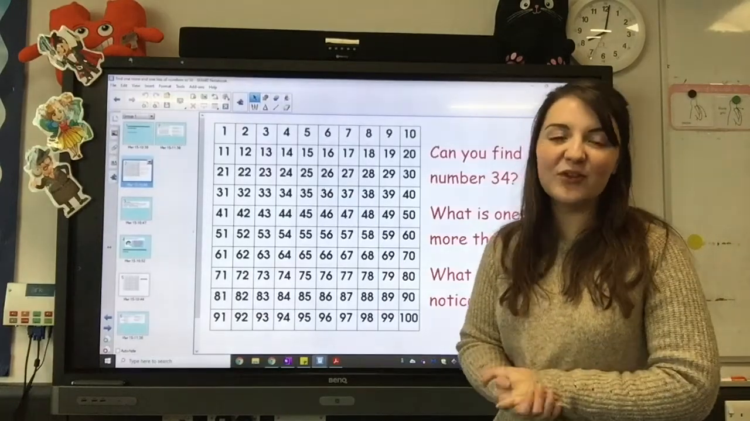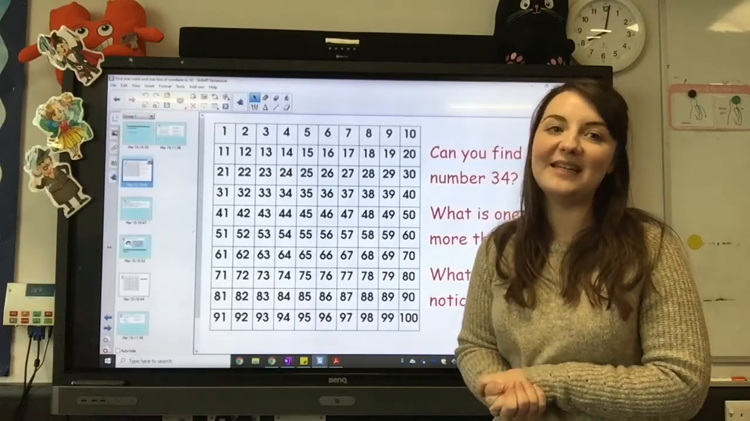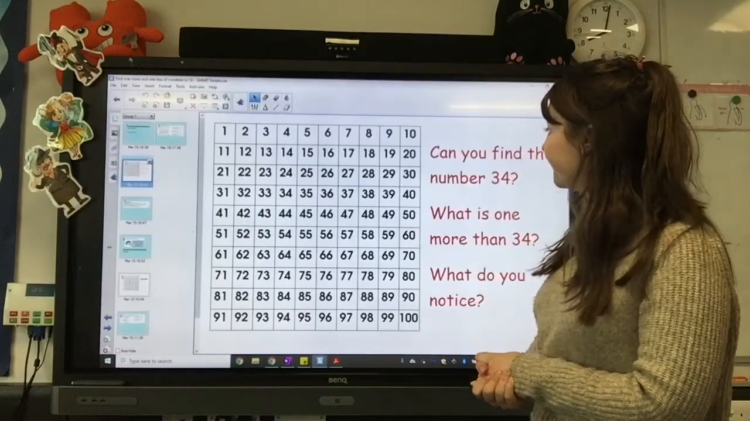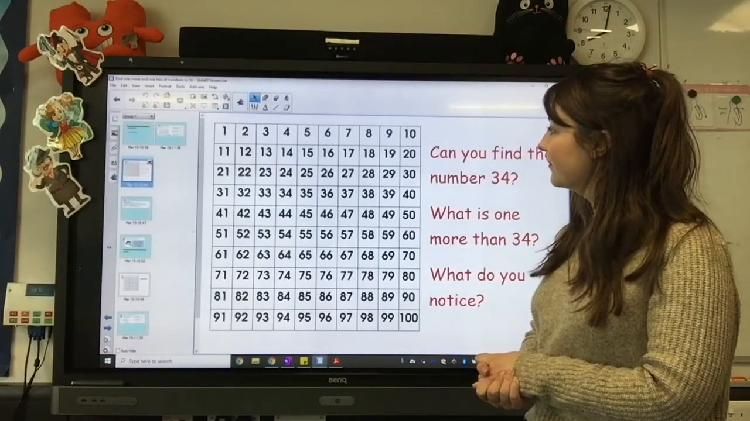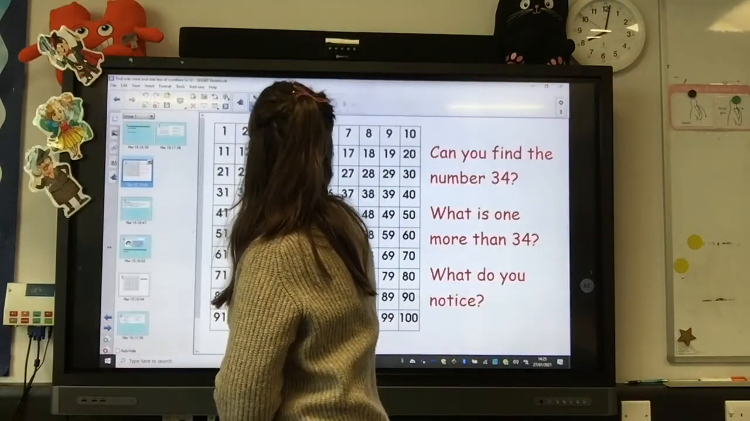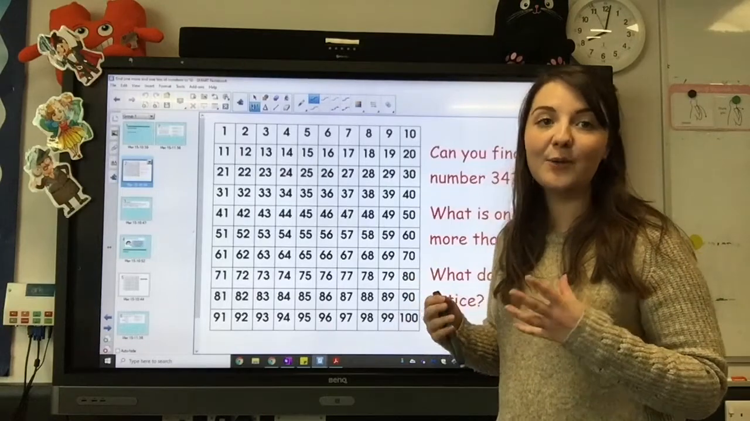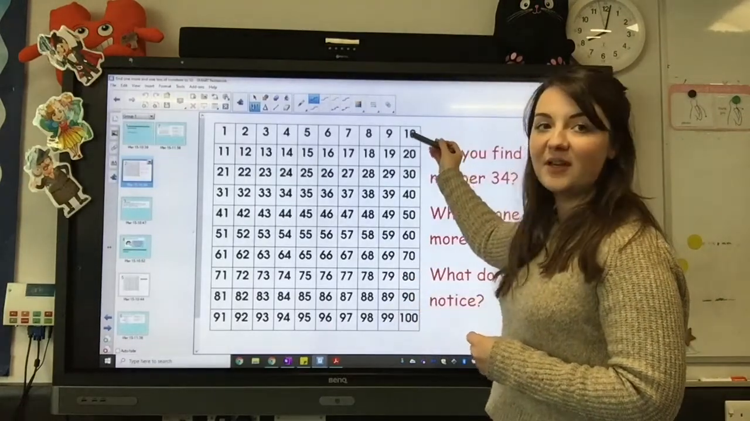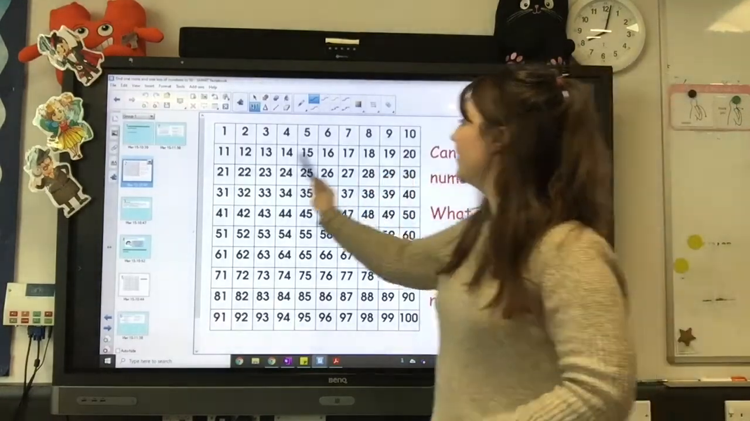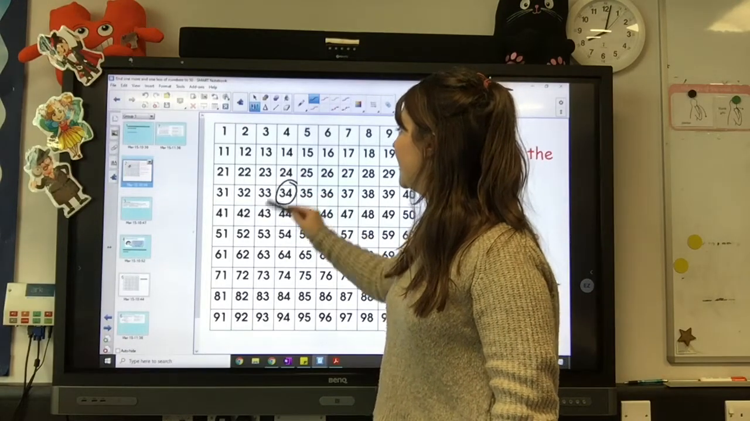Okay, so you might have your 50 squares still from previous lessons. You can pause the video to go and get it if you haven't. And when you've found it, can you find the number 34? Remember how to find numbers on a 50 square quickly. Tens first: 10, 20, 30, and I'm going to count on 31, 32, 33, 34, and I'm going to circle it.